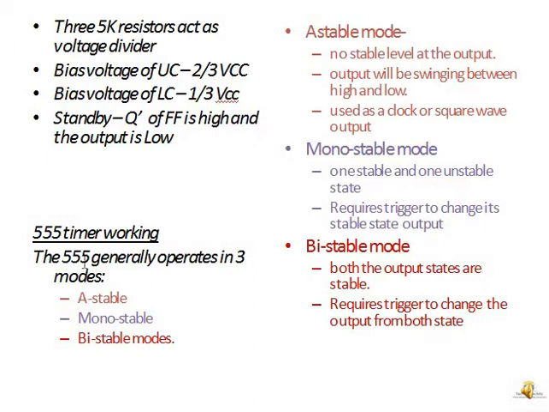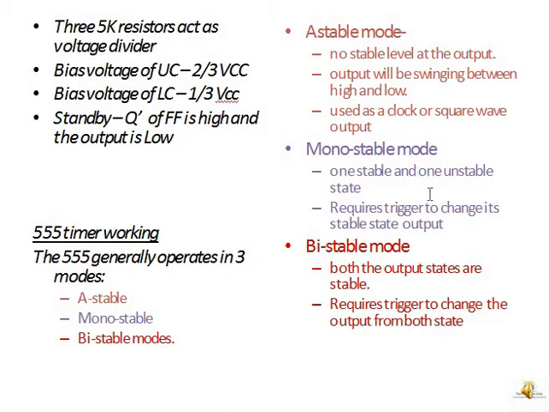The 555 IC generally operates in three modes: astable mode, monostable mode, and bistable mode. In the astable mode, there is no stable state. It has only two quasi-stable states, and that means the output of the astable multivibrator toggles between high and low. The astable mode of the 555 IC can be used as a clock or a square wave output for other circuits.